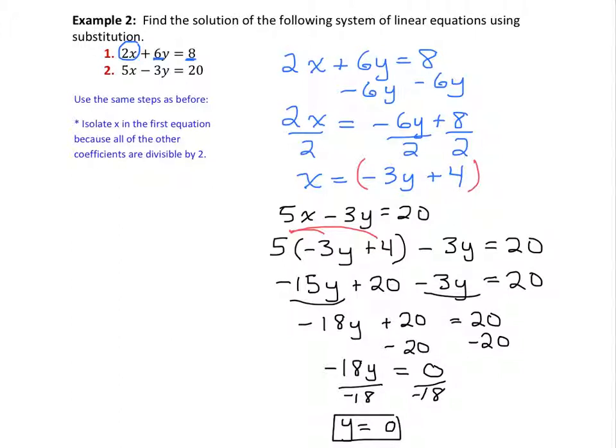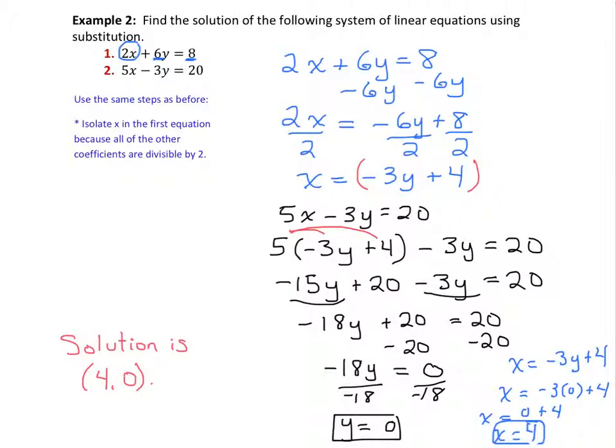Alright, so now we have to take our expression for x that we had from above, so x was equal to negative 3y plus 4, and we're going to sub in the value of y, which was 0, that we just solved for. So x equals negative 3 times 0 plus 4. Solving for x, negative 3 times 0 is just 0, and so we have 0 plus 4, and 0 plus 4 is equal to just positive 4. So I can say that my solution is 4, 0.